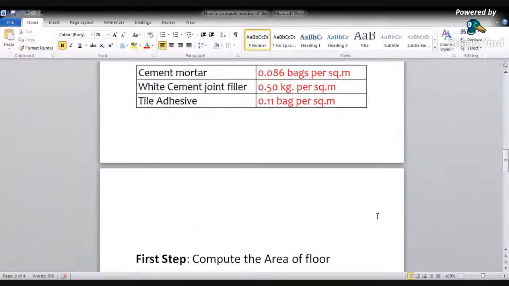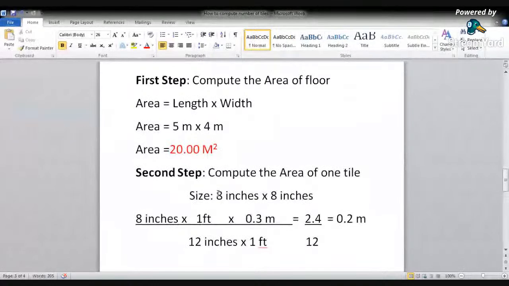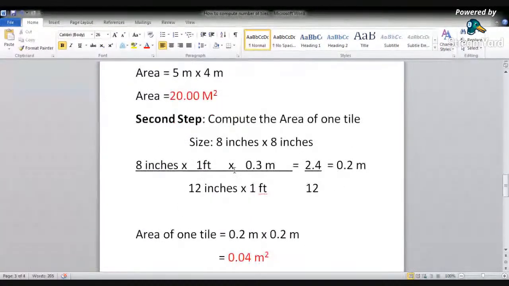So this is the size, 8 inches by 8 inches. So how much is 8 inches in meter? You need to convert this one to meter. So 8 inches by 1 foot, 1 foot is equal to 12 inches.